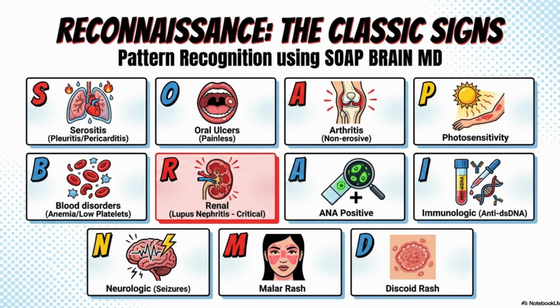Now let's do some reconnaissance. How do you spot the enemy? We use the classic mnemonic SOAP BRAIN MD. S for serositis, O for oral ulcers, painless, A for arthritis, non-erosive, P is for photosensitivity, B is for blood disorders, R is renal involvement, which is critical, A is ANA positive, I is immunologic, N is neurologic, for example seizures, M is malar rash, the butterfly rash, and D is discoid rash.